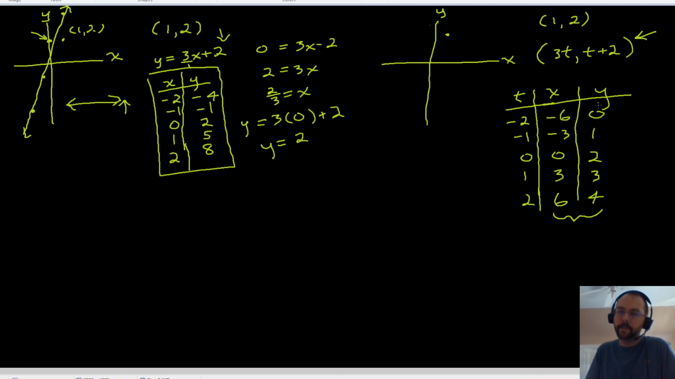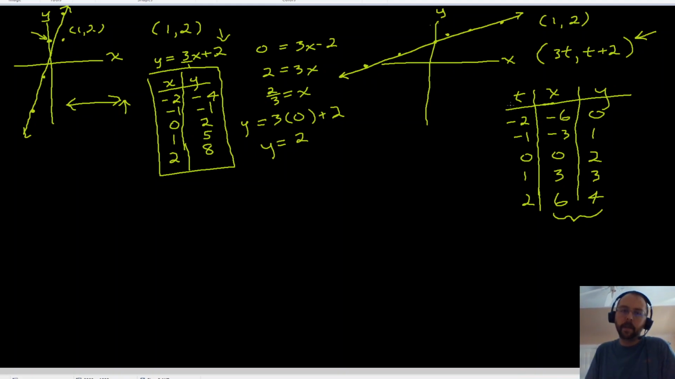And now we can plot these points on our graph, and that will tell us what this equation represents. So -6, 0, -3, 1, 0, 2, 3, 3, 6, 4. So it's a straight line with a gently rising slope.